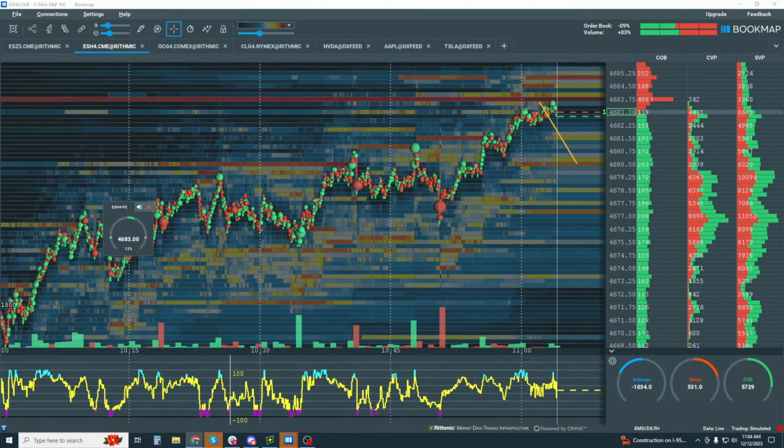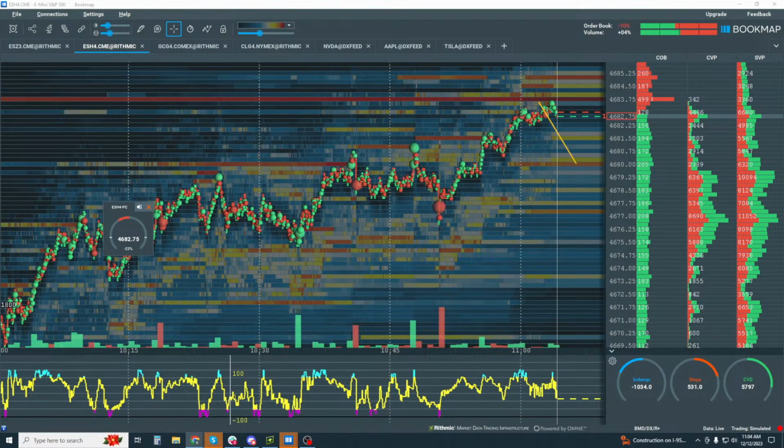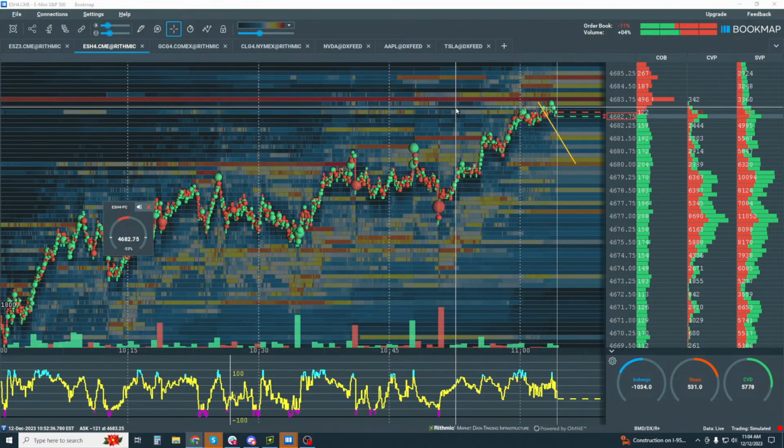Not sure I understand your question either. And then nor does Demo Trader. So yeah, I don't know what you mean there. Which system is good for Bookmap?